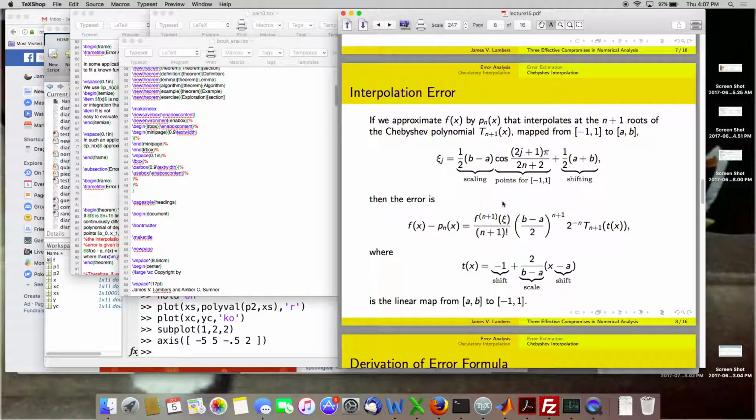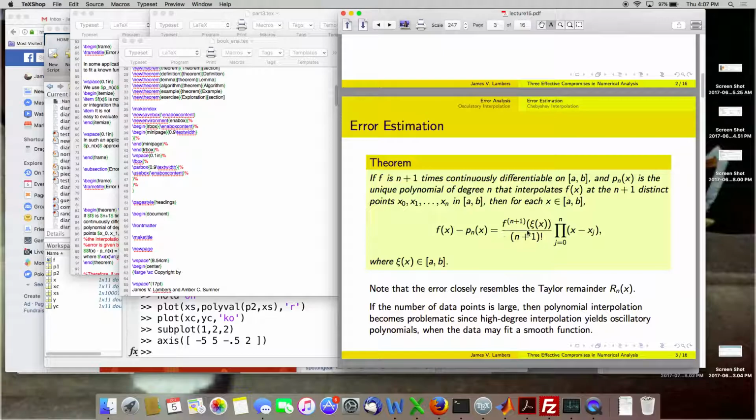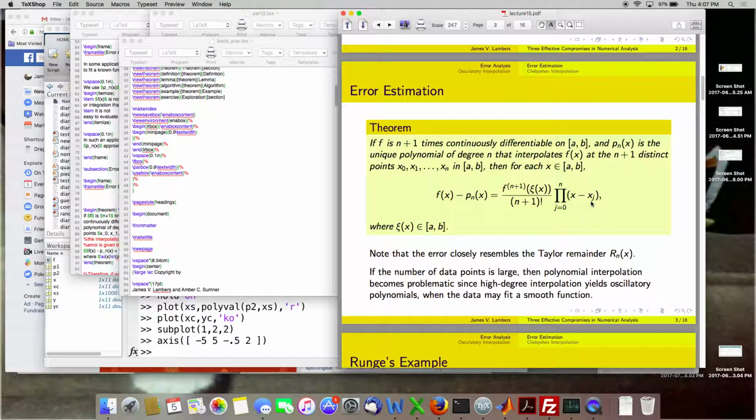And if I flip back to that, okay, so this is the error formula we're starting with. We have our n plus first derivative at an unknown point. We have (n plus 1) factorial down below. And then we have the product of x minus each of your interpolation points. Now keep in mind, in this example, what are the interpolation points? They're the roots of the Chebyshev polynomial.